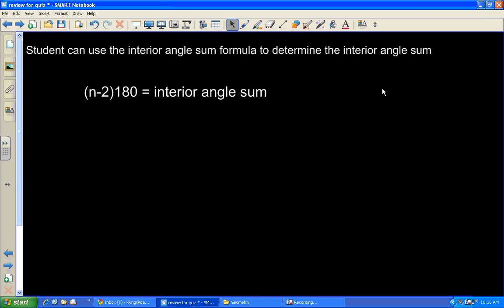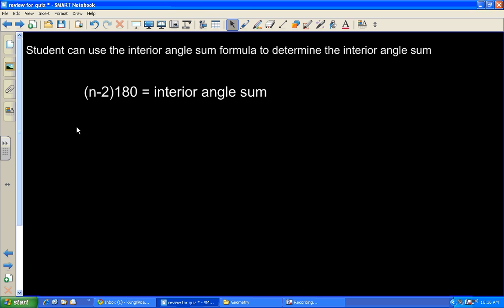All right, the last fairly easy one simply says, can you use this formula to determine the angle sum? You got to remember the difference between the interior angle sum and the exterior angle sum. Okay, you have to know that. N minus 2 times 180 is the sum of interior angles. Exterior angles add to 360, doesn't matter the number of sides. In this case, for the interior angles, the number of sides, n, matters.